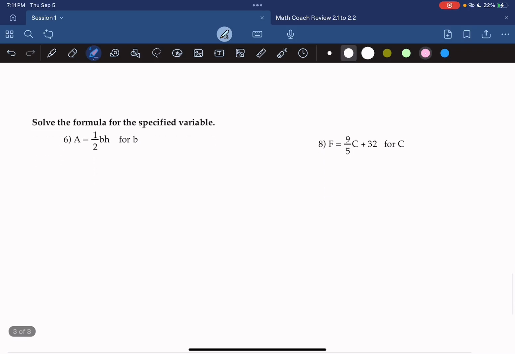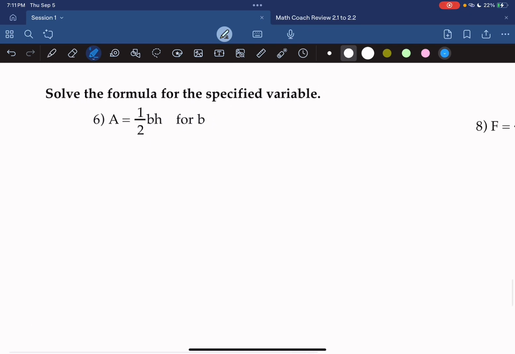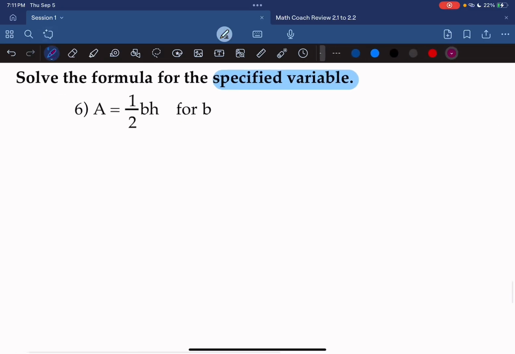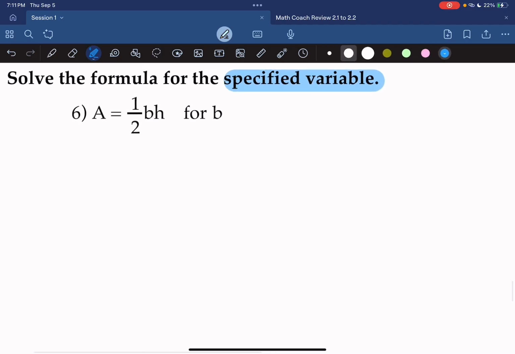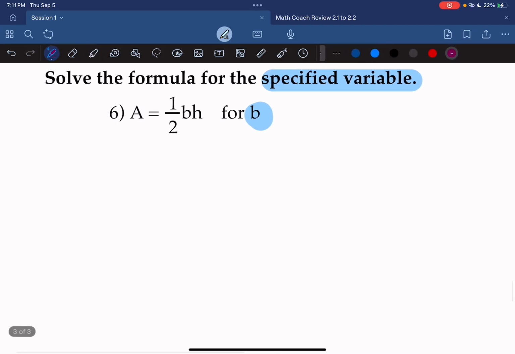Okay, number 6. So now we're stepping into something a little bit different. This section asks us to solve the formula for the specified variable. So let's do number 6. Here in number 6, they're asking us to solve for b. So I'm going to rewrite this equation. A equals 1/2 bh.